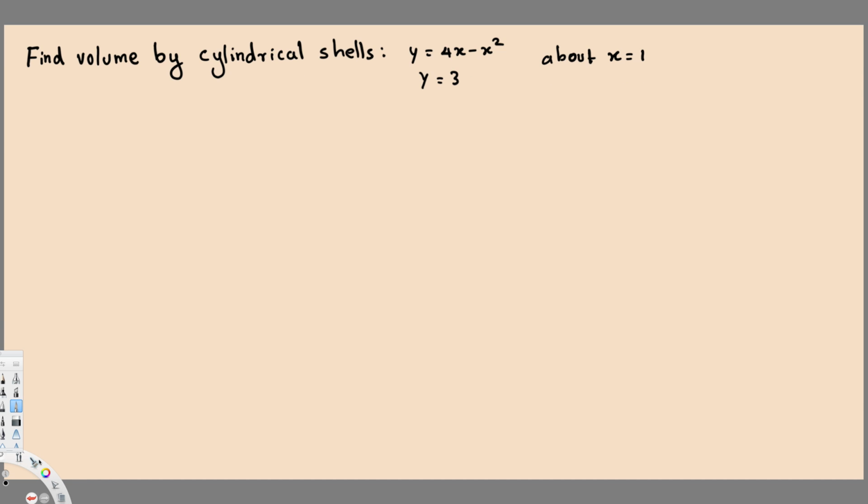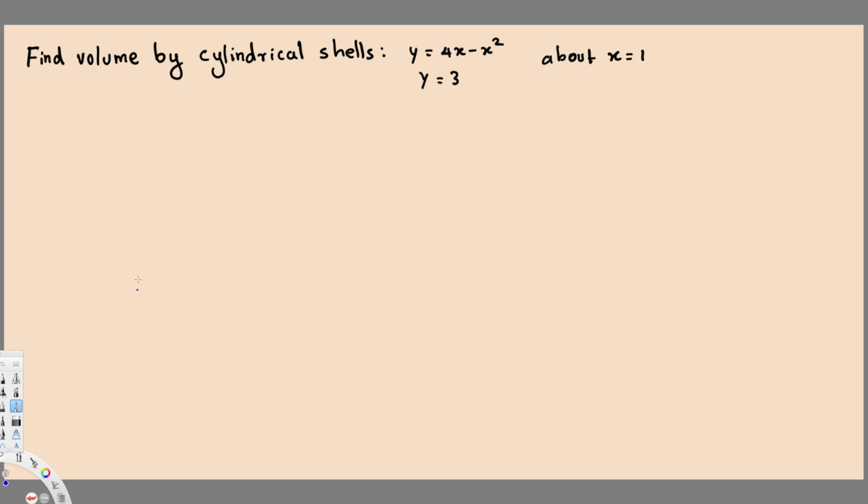What's going on, guys? Let's do this problem right here. The question is asking: find the volume by the cylindrical shell method of the region bounded by these two equations, right? And they have also said that this is rotating around x equals 1. Let's see how we can find the volume.